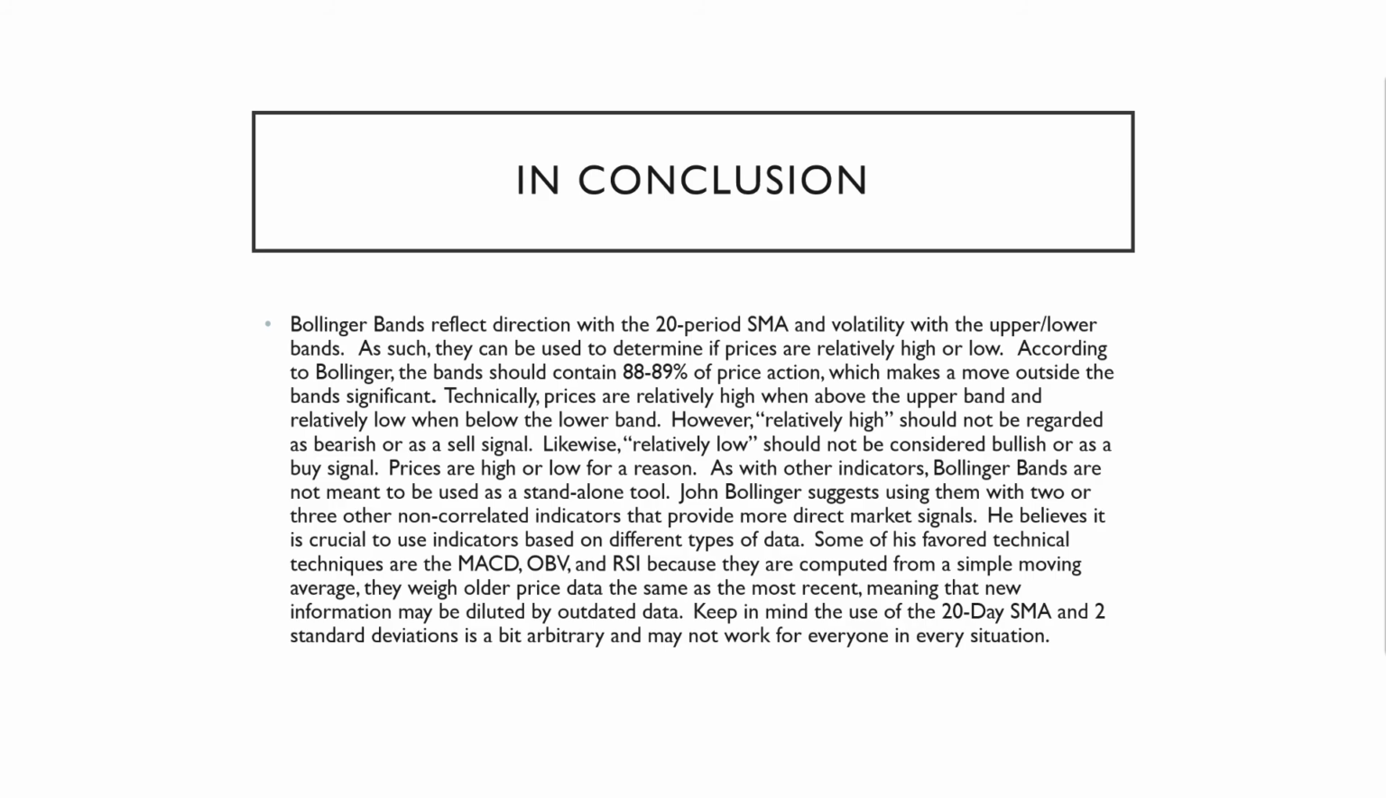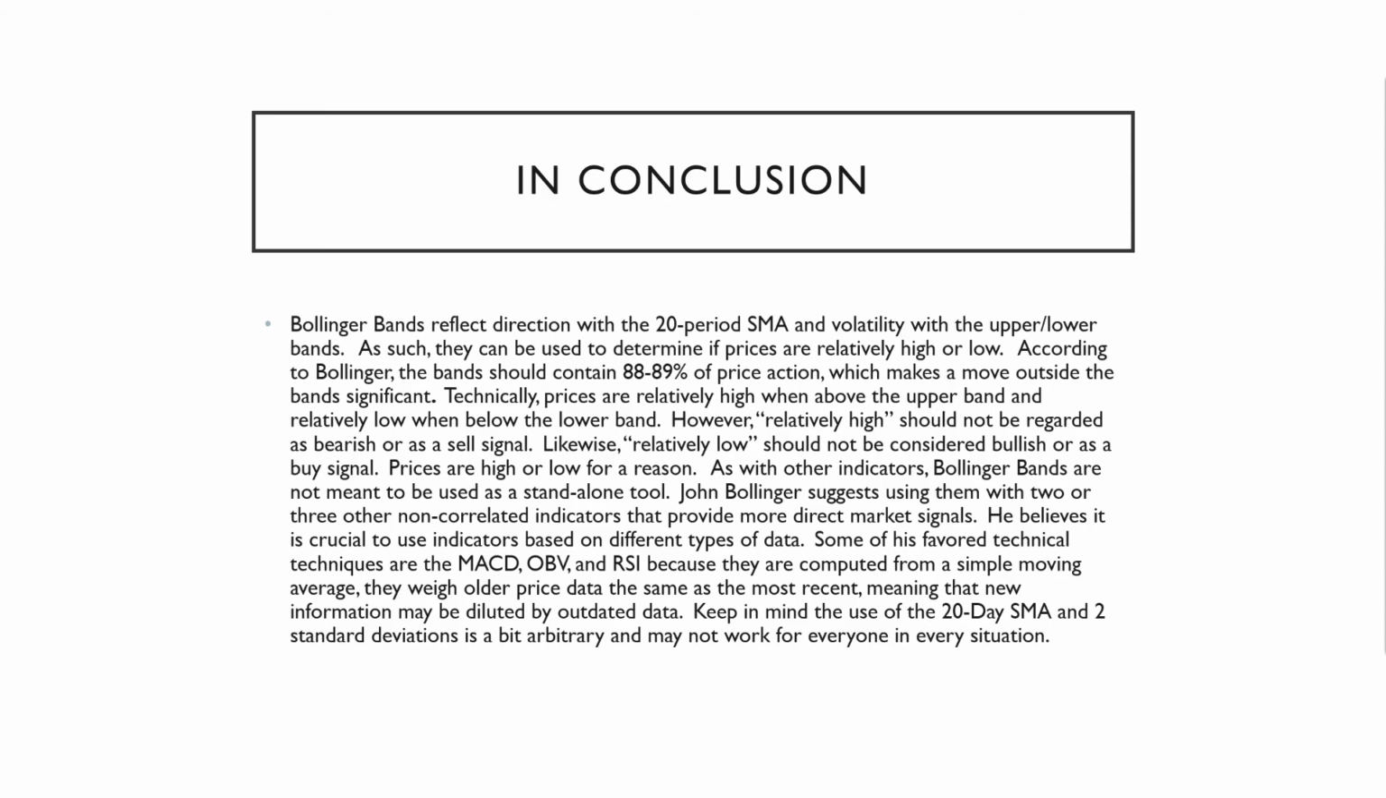See how all three of those provide something different. One is giving you a trend and the strength of that trend. One is giving you the amount of buying and selling volume. The other one is giving you the short-term momentum in that stock. But these three, because they are computed from a simple moving average, weigh older price data the same as the most recent, meaning that new information may be diluted by outdated data.